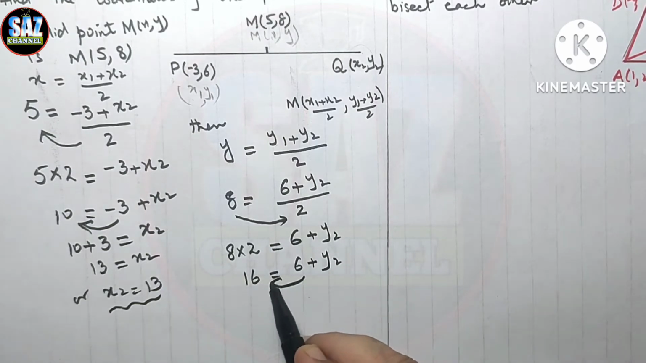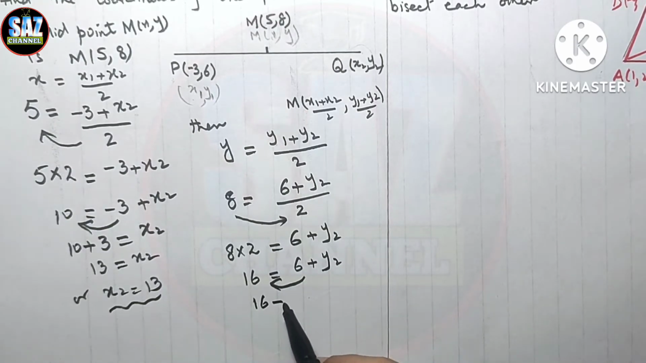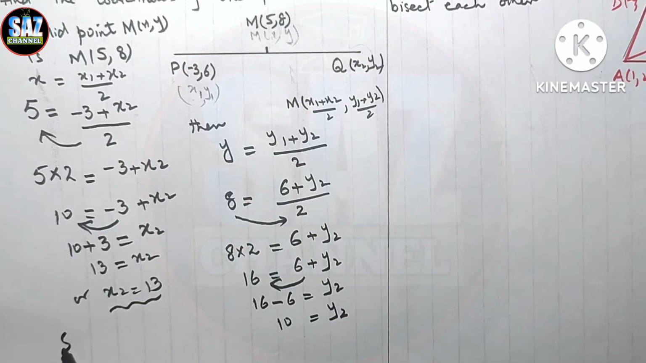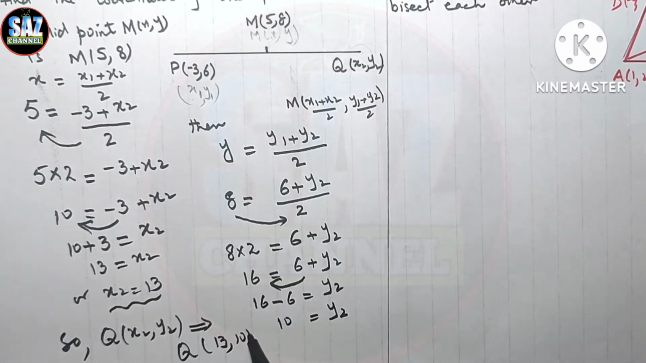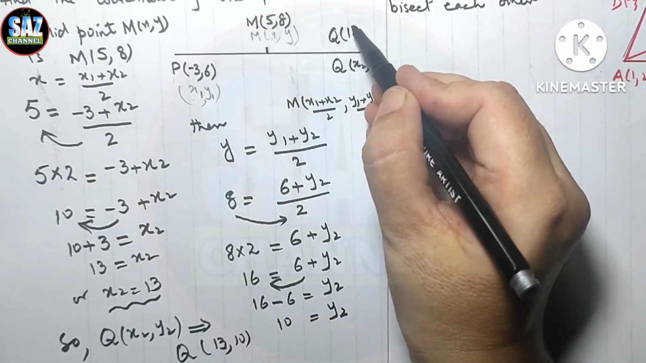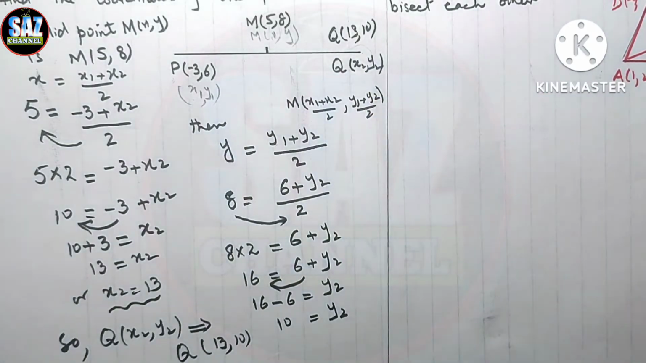How to solve simple linear equations? I am repeatedly telling you the concepts involved here. This is 10, y2 equals 10. So, the coordinates of the other point Q, x2 and y2, are (13, 10). Really easy question, really interesting question. I can write the value over here as well, that Q has the value (13, 10). O-level students, this is also important for you. So, do not forget to watch and understand this lesson.